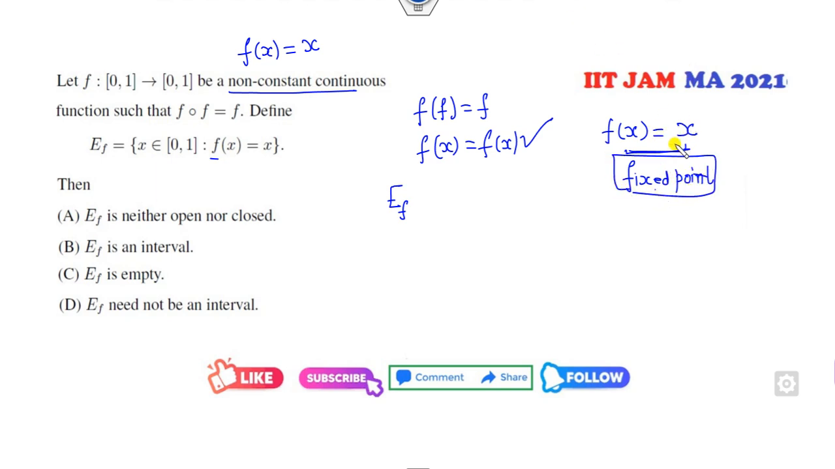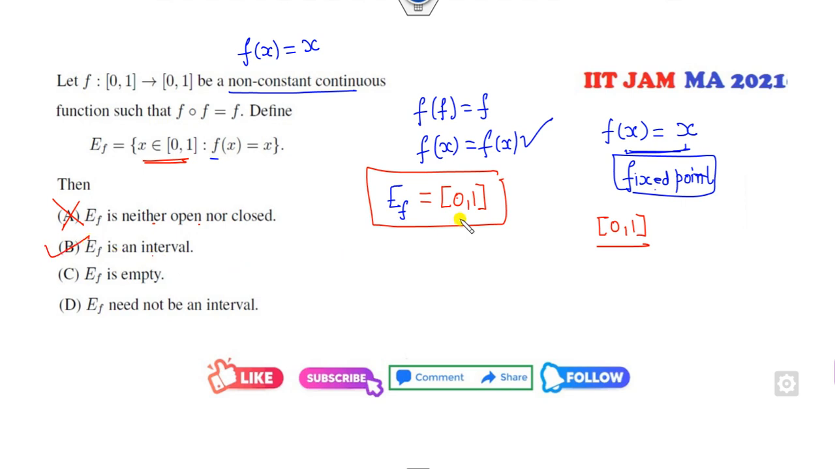How many fixed points does the straight line have on the closed interval 0, 1? Every point on the closed interval 0, 1 is a fixed point. Fine. So that means E of f is 0, 1. So E is neither open nor closed. E is an interval, fine. E is empty, need not be an interval, is cancelled. So B is the right answer of the problem.